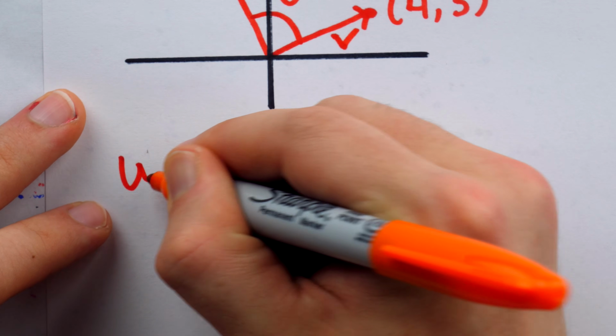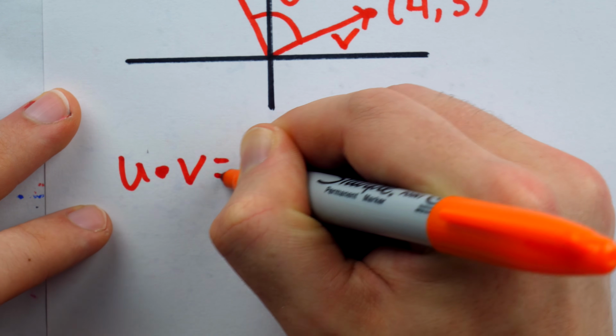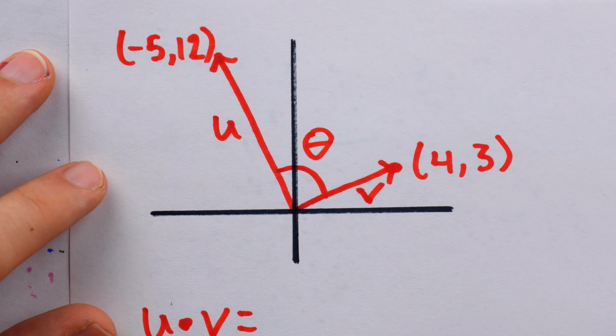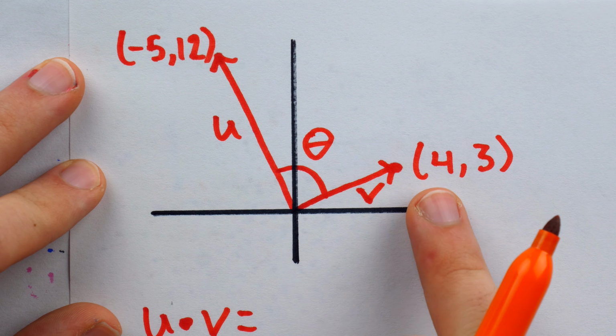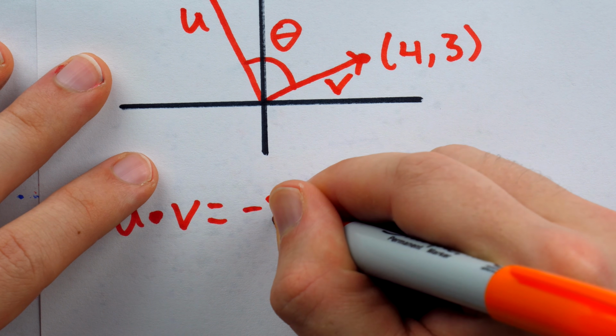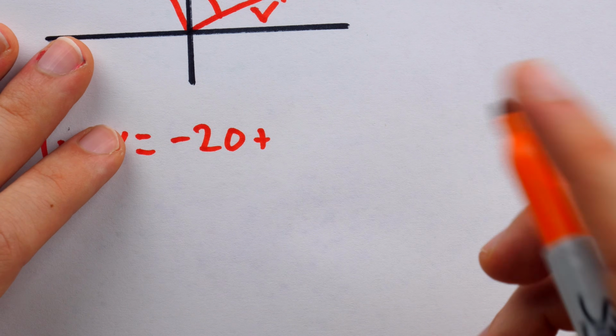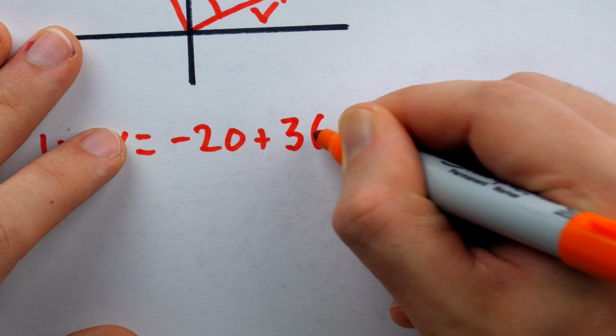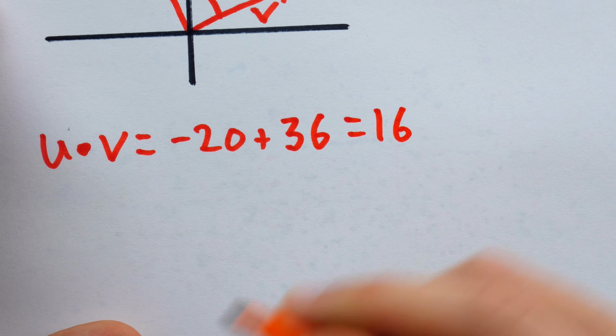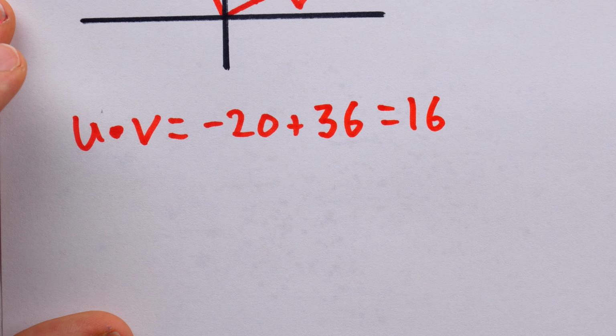We know that u dot v must equal the sum of the products of their corresponding components. -5 times 4 is -20, and then we would add that to 12 times 3, which is 36. -20 plus 36 is +16. That's the dot product between u and v.